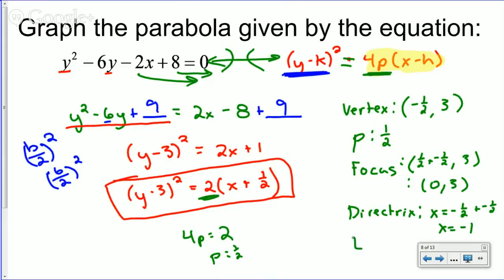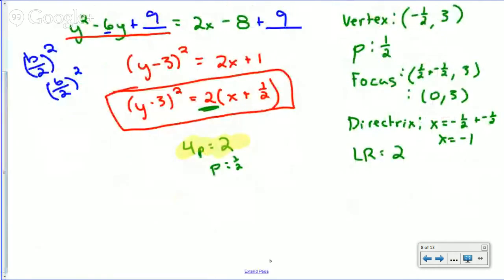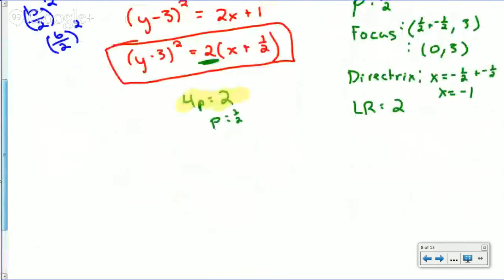And then our LR equals 2. Again, this right here helps you find out what the LR is. And then simply we've got to graph all those things, or graph enough to see what's going on.